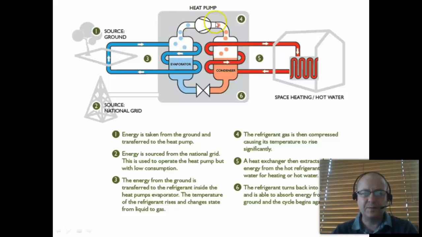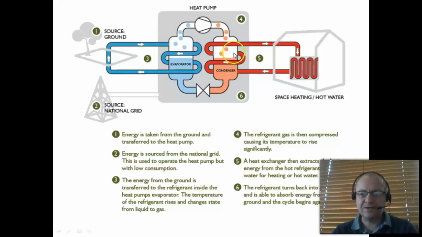and the gasified refrigerant then goes up to the compressor, which is up on section 4, and refrigerant gas is then compressed, which causes its temperature to rise significantly. So you have a cool low pressure gas coming in, coming out the other side you will have a high pressure high temperature gas. Basically then that high temperature gas goes to the heat exchanger, which then extracts the heat.